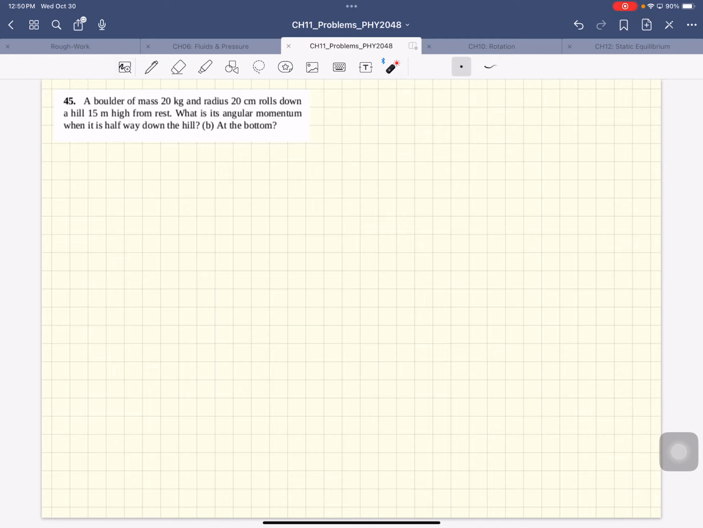All right, the next problem says a boulder of mass 20 kg and radius 20 centimeters rolls down a hill 15 meters high from rest. 15 meters high is roughly 3 times the height of this room. What is the angular momentum when it's halfway down the hill? Here we are going to assume it's rolling down without slipping. This is 15 meters. I'll calculate at the bottom, and if you want it halfway down, just replace that by a hill of 7.5 meters. So it'll be the same.